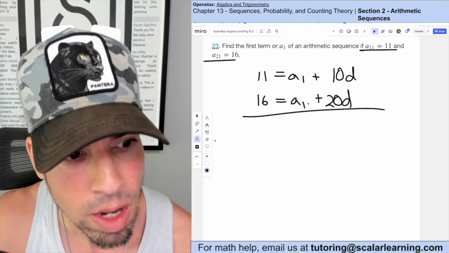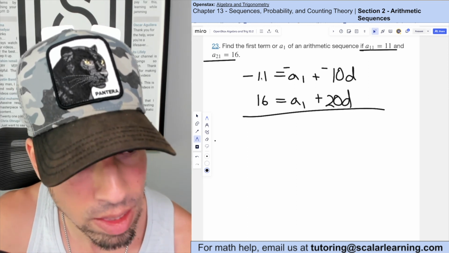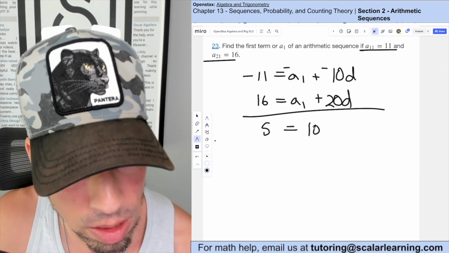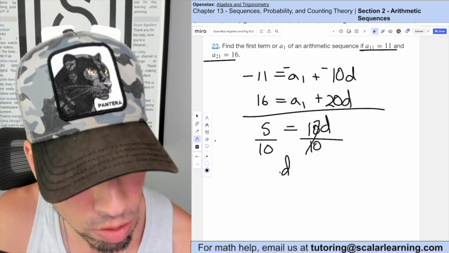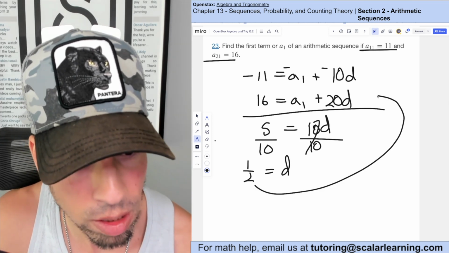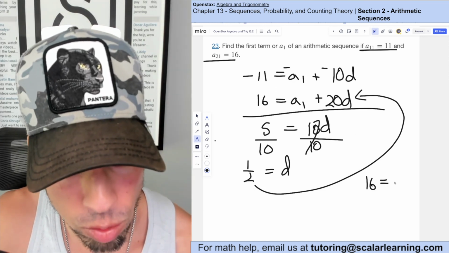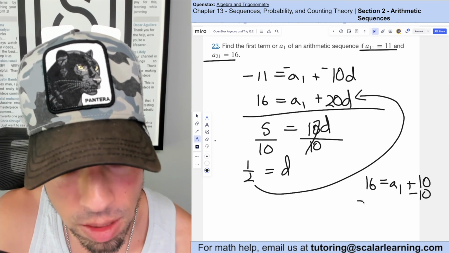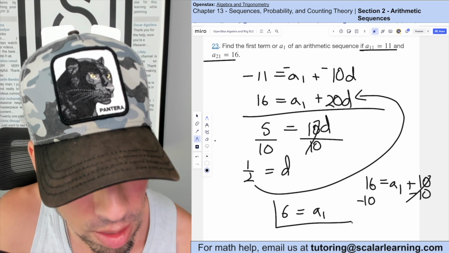Now we've got a system. Now let's solve. We're going to multiply by negative 1 so we can eliminate the a1s. Add these together. Negative 11 plus 16 is 5. These are going to cancel, and that's equal to positive 10d, which means my common difference is 5/10, or 1/2. Now we can use this to solve for a1. So we're going to plug and chug down here. 20 times 1/2 is 10. So then we've got 16 is equal to a1 plus 20 times 1/2, which is 10. Last but not least, minus 10, and a1 equals 6. And that's how you do it.